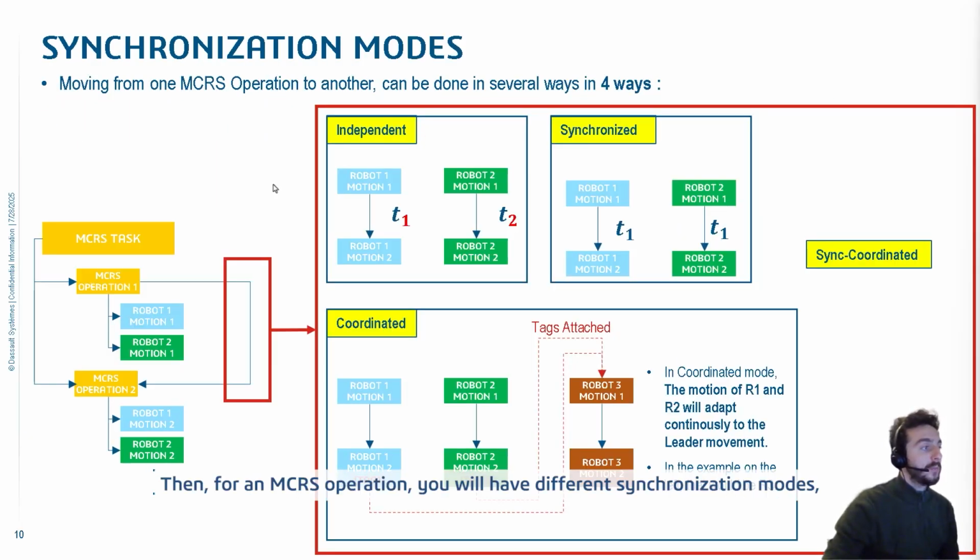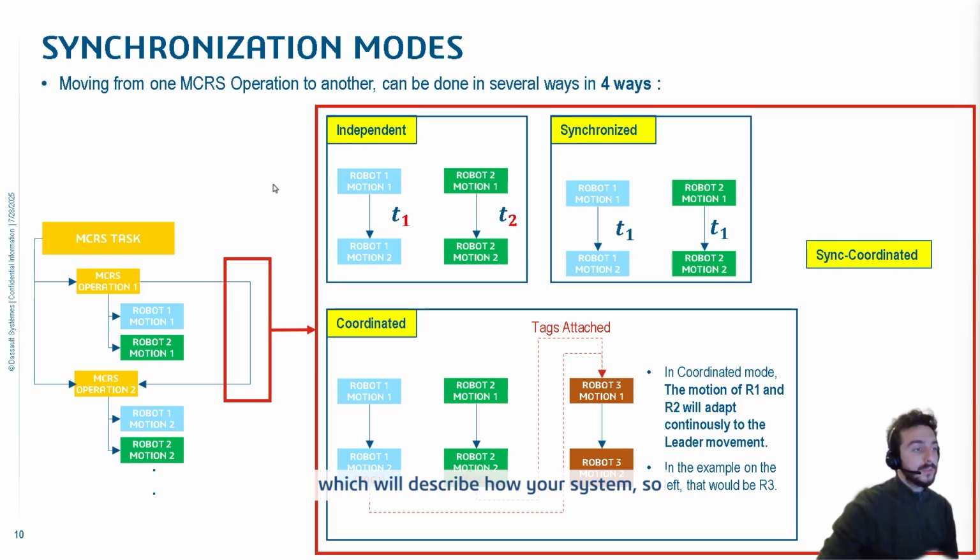Then for an MCRS operation, you will have different synchronization modes, which describe how your system moves from one operation to another. There are basically 4 different ways to achieve that. You can do it in an independent way, meaning that your timelines will be different for your two motion groups: independently, robot 1 will move from motion 1 to motion 2, and the same goes for robot 2.